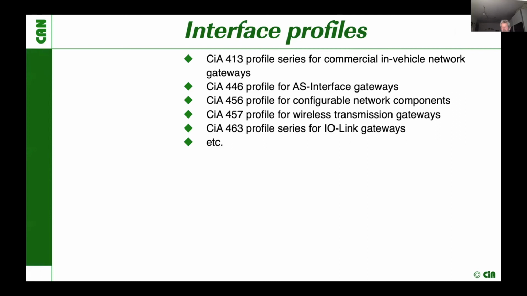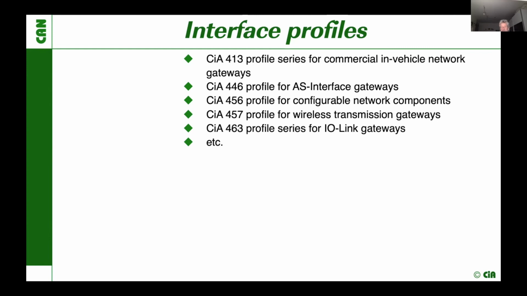Interface profiles, we have, as mentioned already, the interface for commercial vehicles to the in-vehicle network, so that a bodybuilder can have access to the in-vehicle network information, or can send some requests to the base vehicle, the truck. We have a profile for RS interface, we have a profile for IO-Link, and we have also a profile for wireless transmission. If you're using any kind of wireless transmission, you can use the CiA 457 profile to get access to those wireless networks.